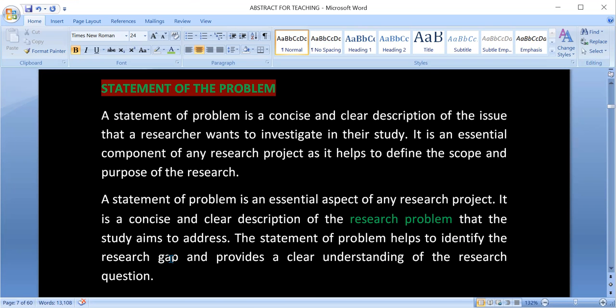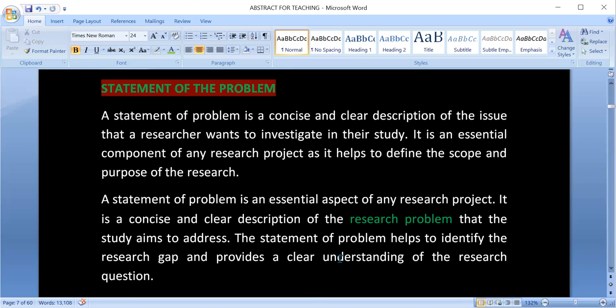Statement of the problem is an essential aspect of any research project. It is a concise and clear description of the research problem. Note this word, research problem. That research problem is a social problem, and a social problem is a problem that is affecting people, the population. So it is a concise and clear description of this research problem that the study aims to address.